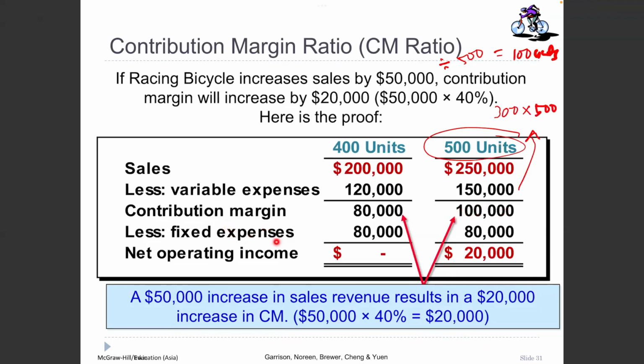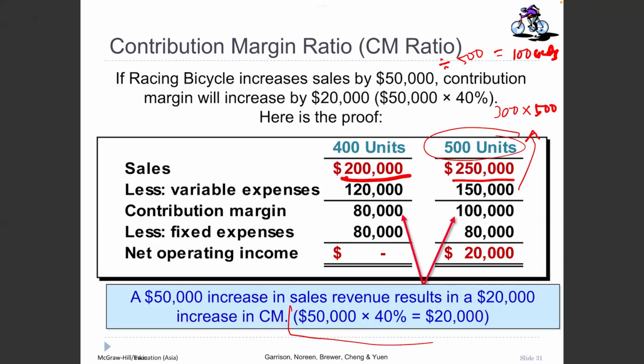So less fixed expenses 80,000, so you get net operating income of 20,000. So a 50,000 increase in sales revenue, 250,000 minus $200,000, will result in a 20,000 increase in CM, the contribution margin.